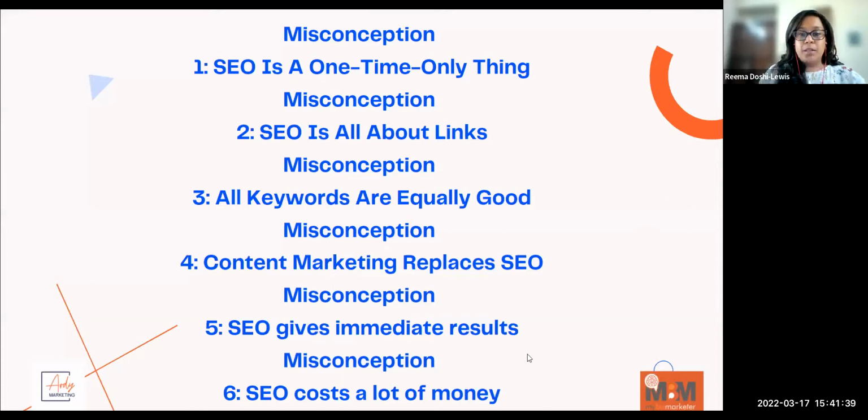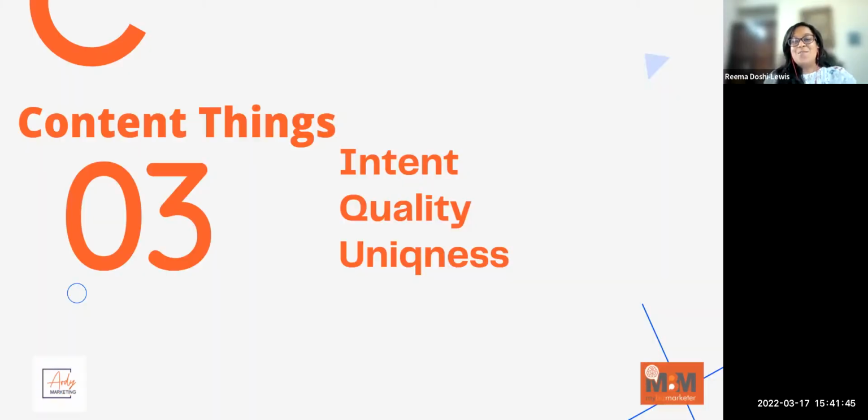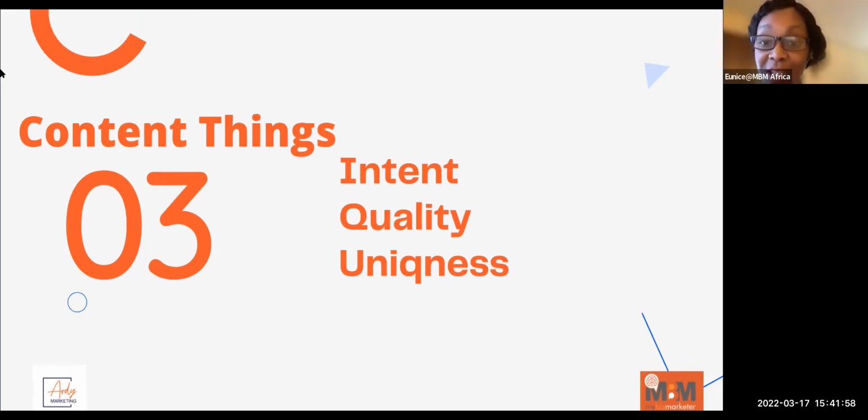Okay. So content and keywords. That's our number 3. We've got what kind of content? Eunice, you want to talk about this? Yes. Let's start with intent. And this is why, as Rima says, not every keyword is one you want just because it ranks. It has to be quality, and the keyword in the content itself has to have intent.